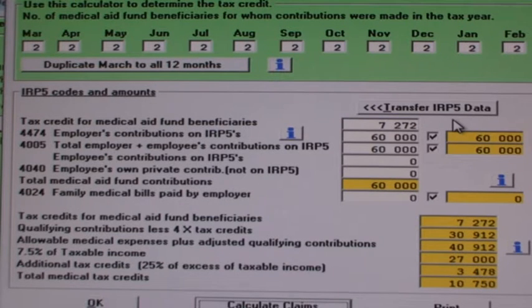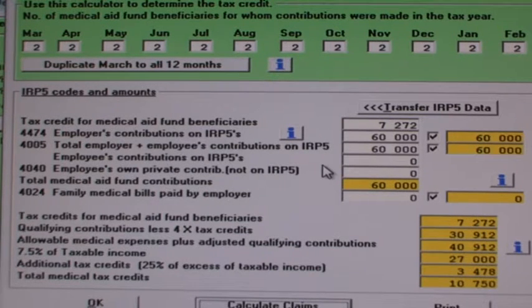If we look in the yellow fields near the top right-hand side of the calculator screen, we can see the amounts transferred here automatically from the IRP5. We don't have to retype them in here again. We just click on the Transfer IRP5 Data button to copy the amounts from the yellow fields to the white fields here for processing. This is the case where the employer paid all the contributions and the taxpayer paid none.